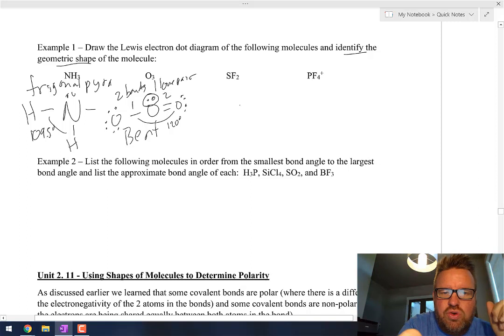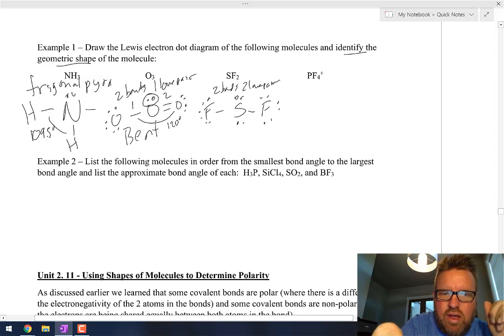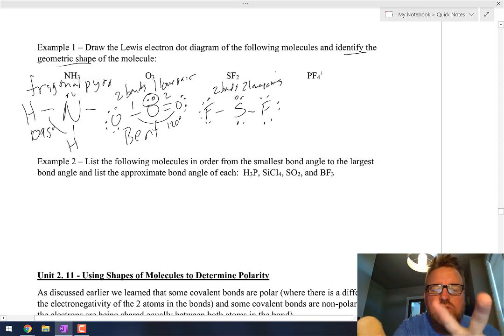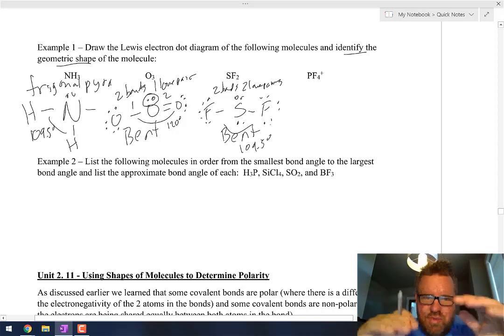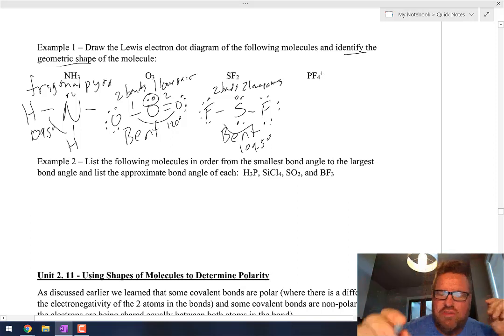SF2 is going to look like this. It has 20 electrons all total. Then again, I count the bonds: 2 bonds and 2 lone pairs. So 2 bonds and 2 lone pairs is also a bent molecule, but in this bent molecule, the bond angles are a little bit less than 109.5 degrees. So that one's a little bit more bent than the previous bent one.